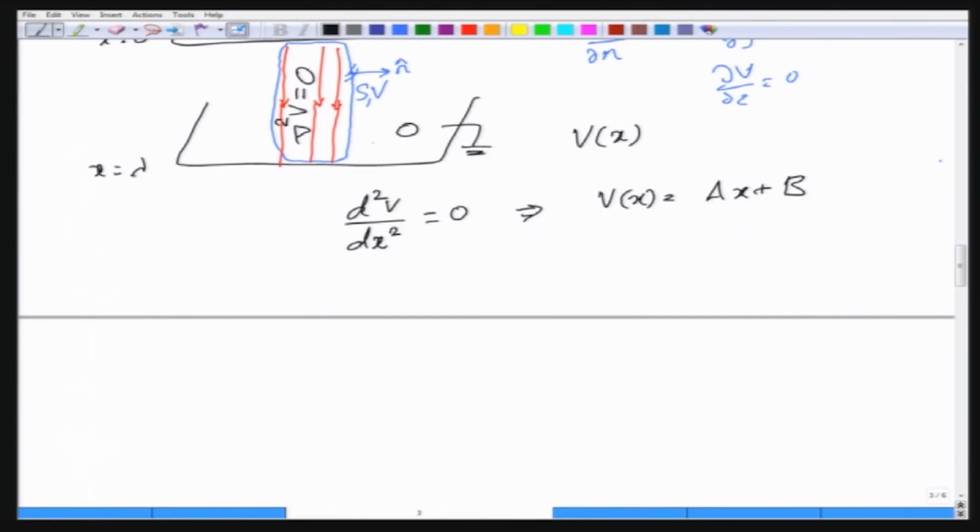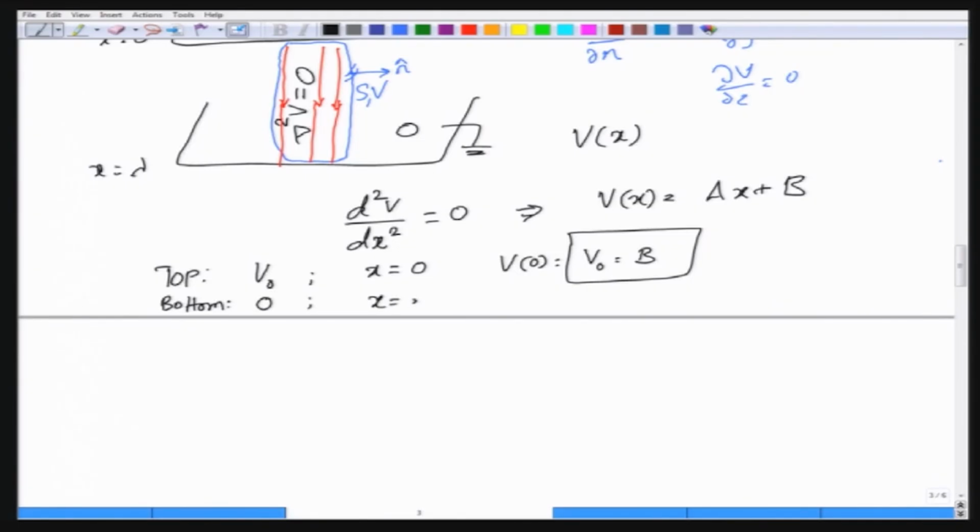Here is where I want to put the constants. I use the values of the potentials at the top and bottom surfaces and find out what the constants a and b are. Top surface, the potential is V0, the top surface is given by x equal to 0. So, this implies v of 0 equals V0 equals a into 0 plus b. So, this is b. So, I am actually able to find one constant, b. For the bottom plate, where the potential is 0, the bottom plate is given by x equal to d.